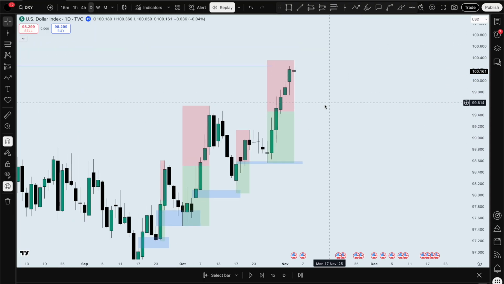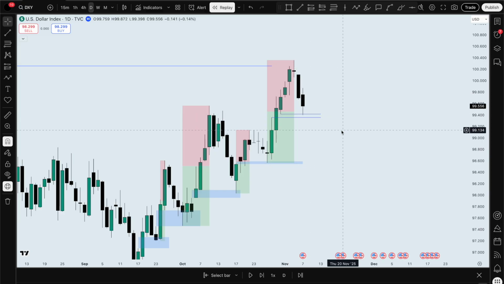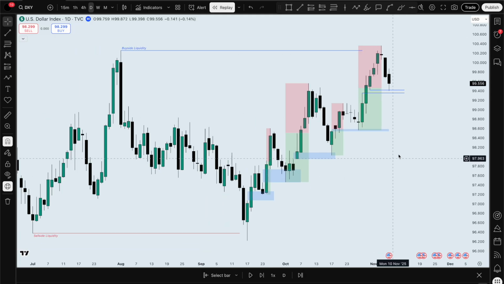Price reached the target. We have now range low to range high. What is this? This is a fair value gap right here in discount, and we want to see price trade into this fair value gap in discount. So that's basically how you use premium and discount on the market.